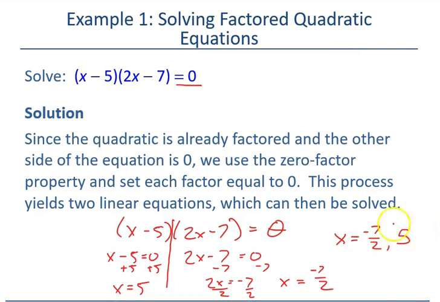This is saying if I plug a 5 back into here, it's going to make this factor 0, but then the other factor is okay. Or if I plug in 7 over 2, it turns the other factor to 0. That's what the zero factor property tells us, and that's how we solve. Once you see these graphically, it's going to make a lot more sense, because you see what these do.